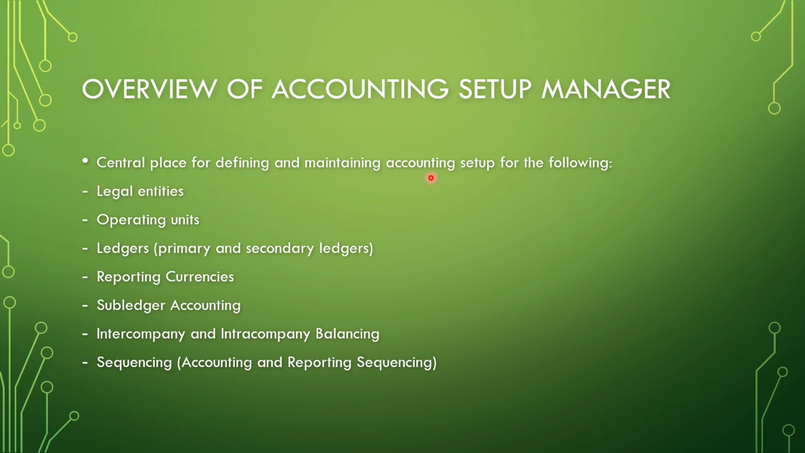It is the central place for defining and maintaining accounting setup for the following: legal entities. So what is a legal entity? A legal entity is the second highest level in the business group. Operating unit, we have to create it. Ledger, we have to create primary and secondary ledger. Reporting currency, optional. Subledger accounting, intercompany and intra-company balancing, sequencing.